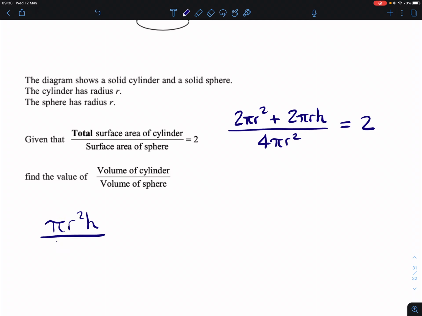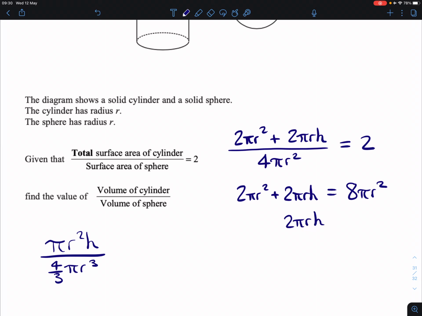First thing I can think of is multiply both sides by 4 pi r squared in order to get rid of that fraction. If I do that, I'm going to end up with 8 pi r squared over here. And then notice that both of these are the same type of term, so let's get them together on one side. If I take away 2 pi r squared from both sides, it will give me this.